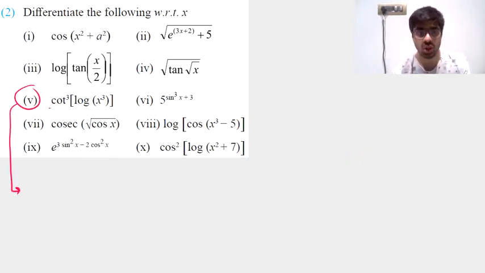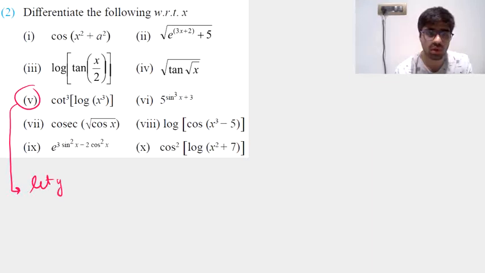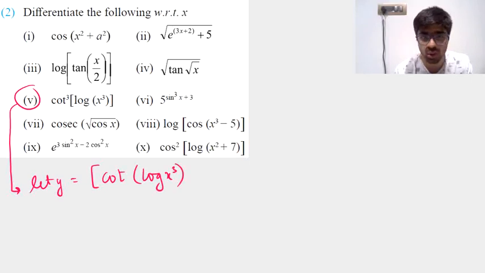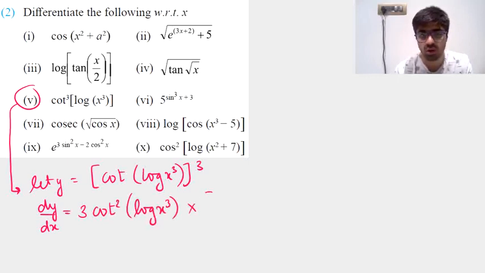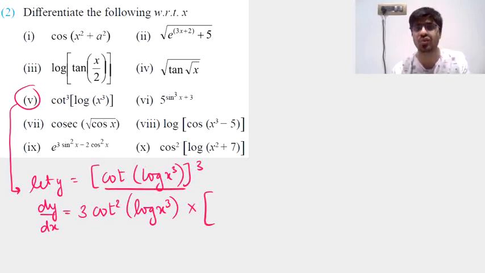Be very careful, okay, it is cot cube. So this expression is like, first it is like x cube, where in place of x you have cot of log x cube. So let y be the given function, which I am considering as cot of log of x cube the whole power 3. Now take dy by dx. Now take a derivative. So this is like x power 3 and the derivative is 3x square. So that will be 3 cot log x cube square, and we can write it as 3 cot square log of x cube multiplied by the derivative of cot log x.